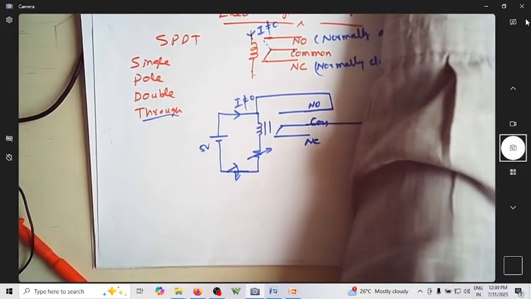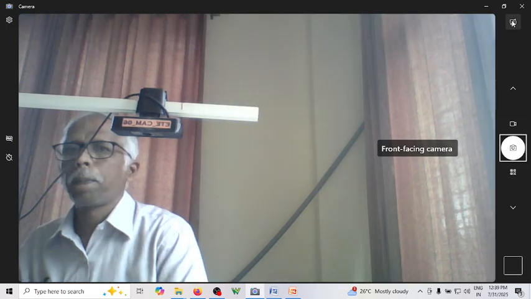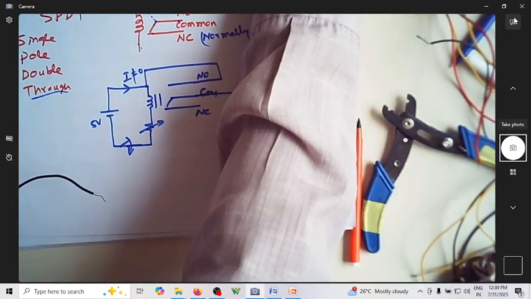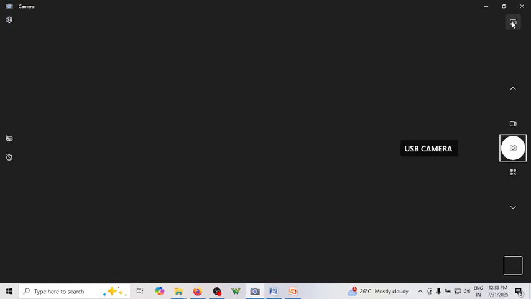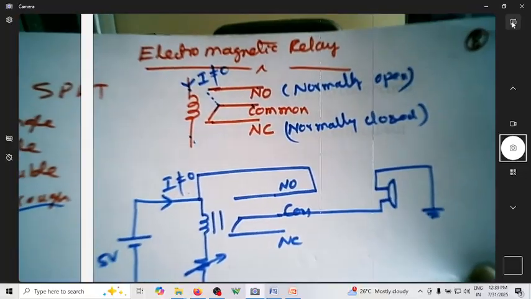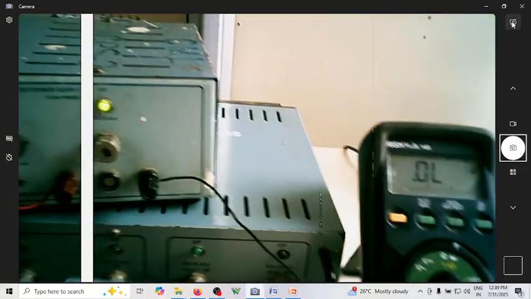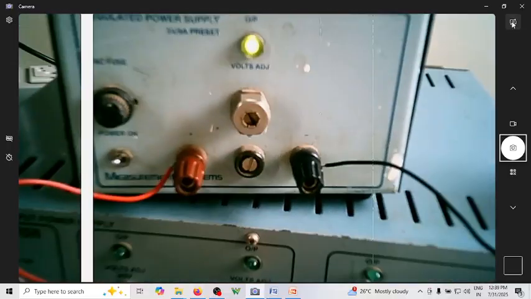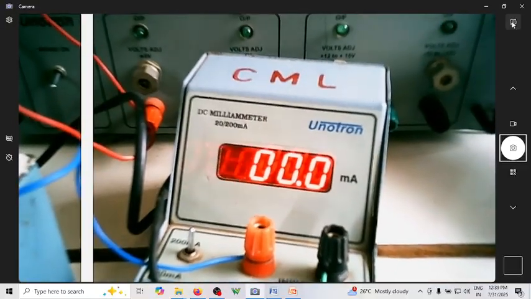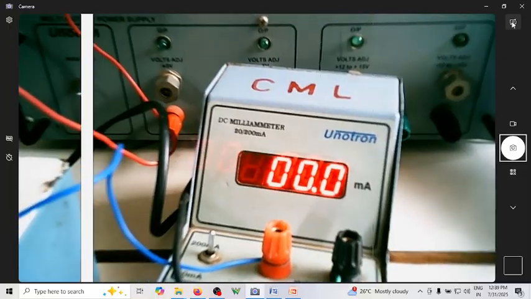Let me show you that over here. This is the power supply that I'm referring to. This is the circuit diagram that is connected here, and you can see this is the 5-volt power supply. And to know the current, I have a milliammeter connected in series with the circuit.